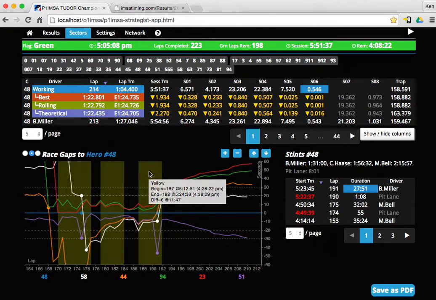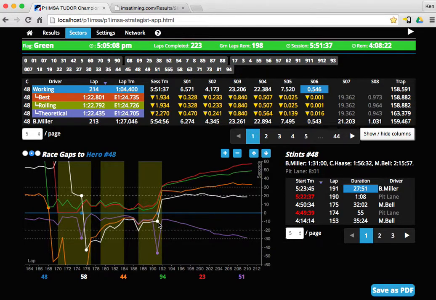In addition, as you can probably guess, these yellow bars here indicate yellow flag sessions. If you hover over them, you'll get some information about that. The circles here represent when those cars pitted. So here we see that car 58 pitted on lap 191. So this is quite a bit of information all in one place.